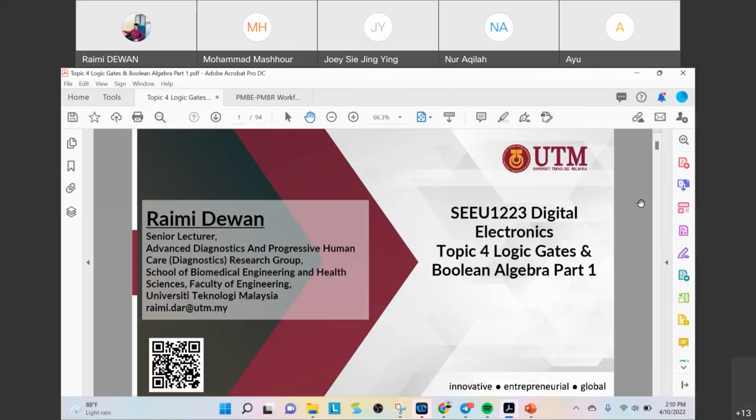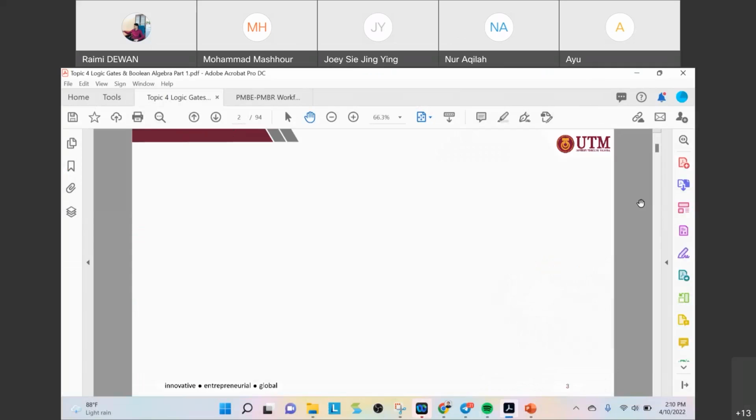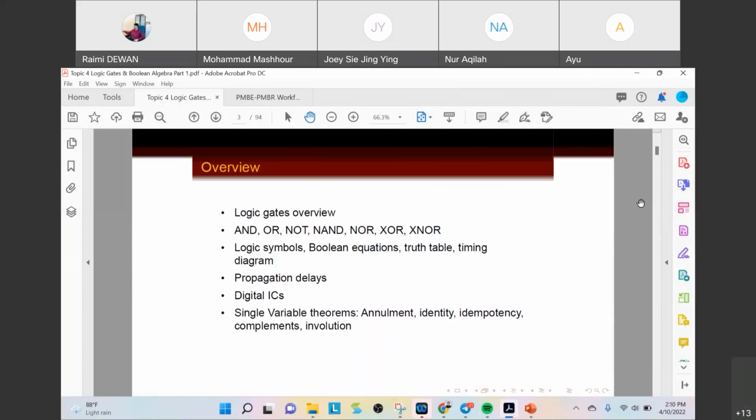So what we did previously for this topic 4, Logic Gates and Boolean Algebra Part 1, students are asked to watch the previous 2021 lecture, its complete version about this topic. Then I do the pre-lecture series with students, testing which gates they know, and the logic symbols, Boolean equations, truth tables, and timing diagrams. So indirectly, we have learned them. What we haven't learned yet is the single variable theorem.